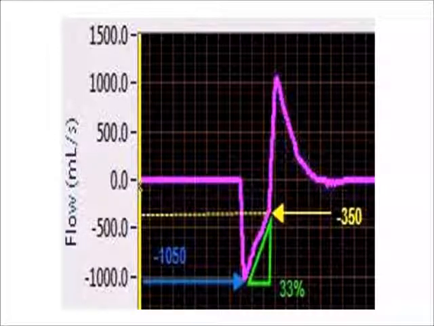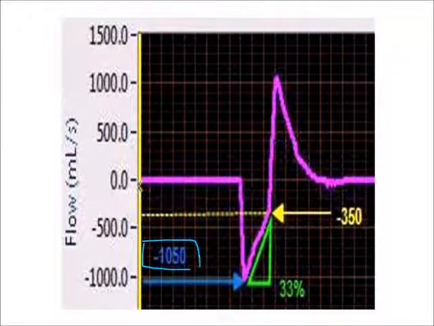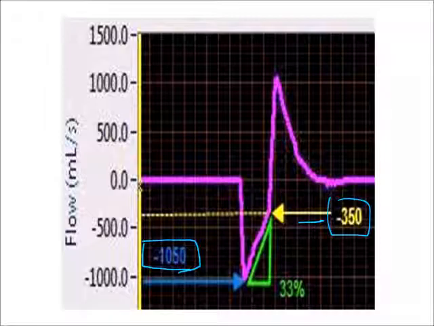So here's an example of a flow waveform. It's really highlighted in big. And this is just an example of how we calculate the percent of the peak expiratory flow rate. So here's our peak expiratory flow rate, and it's approximately 1,050 milliliters per second. And the peak flow termination rate is right here, as this yellow arrow points out, is 350.